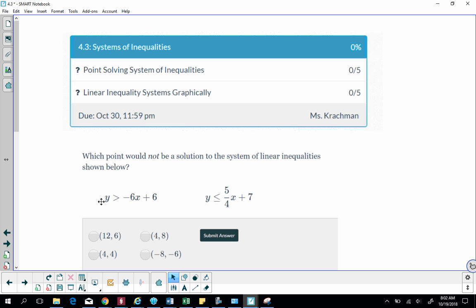If the first one doesn't make sense, it can't be your answer. Like if I plugged in 12 right here and 6 right here, and it doesn't make sense, I know it can't be my answer. So I would go on to the next point. You're just plugging in X and Y and figuring out which one works for both of them.